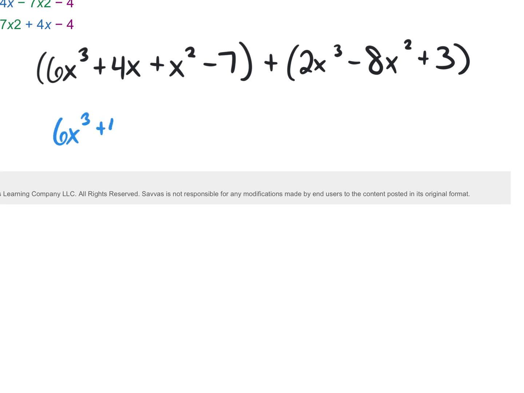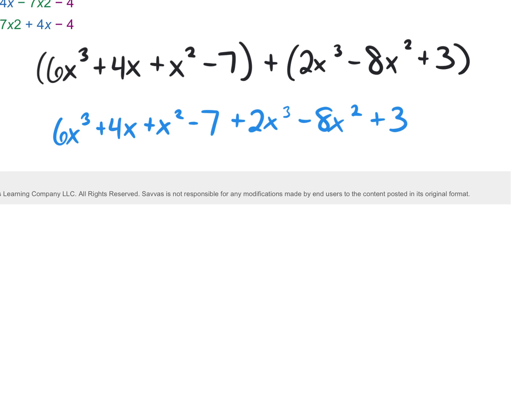We have 6x to the third plus 4x plus x squared minus 7. Again, I'm not changing anything. Everything is keeping its same value and the same sign that it had in front. So I just took those parentheses away. Here it just wants us to simplify. How do I simplify this? It is combining like terms.